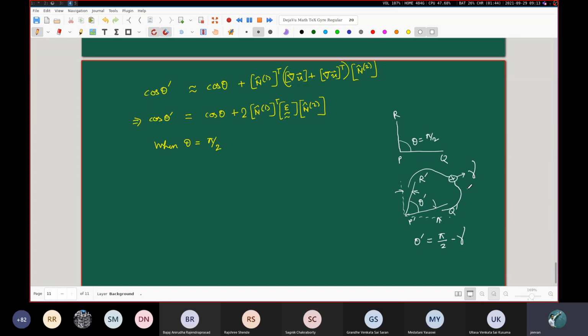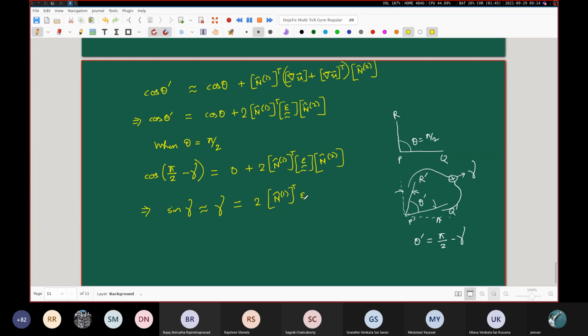Okay, this angle and this angle together, they are the gamma. So pi by 2 minus gamma is theta dash. So that's exactly what I'm going to write here. Cos of pi by 2 minus gamma is equal to, this is 0 plus whatever was present here. Now all the strains and everything, they are small. That is something which we have repeatedly used. So this is giving me sine of gamma, but that sine of gamma is approximately equal to gamma, and that is equal to twice of this very same thing. And this is the expression that we wanted to find out.